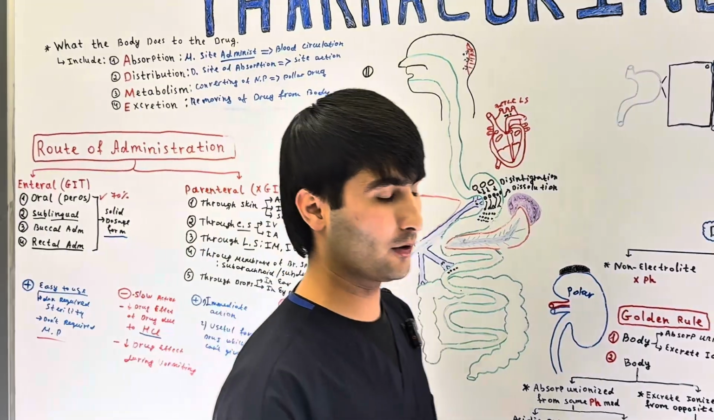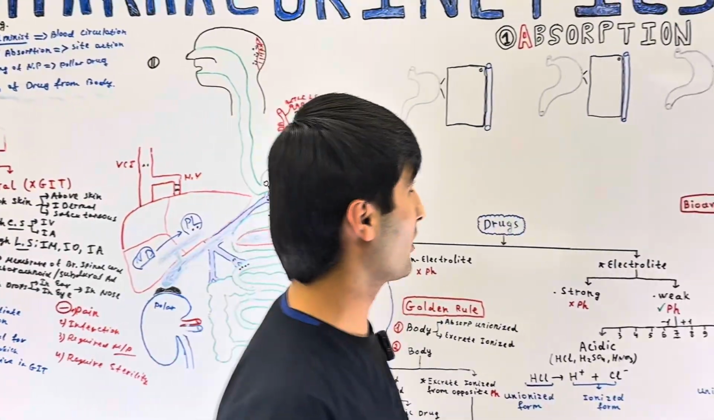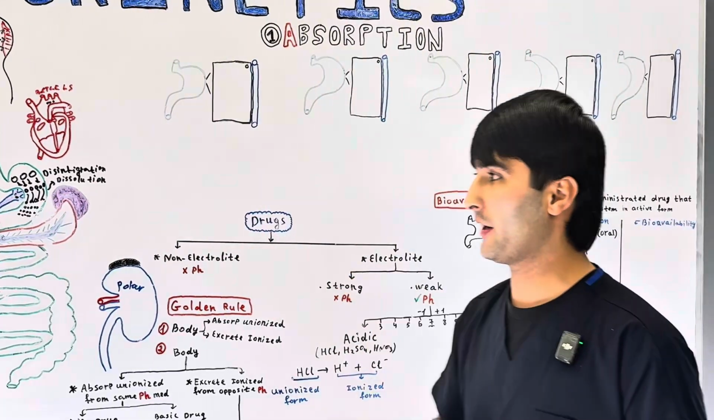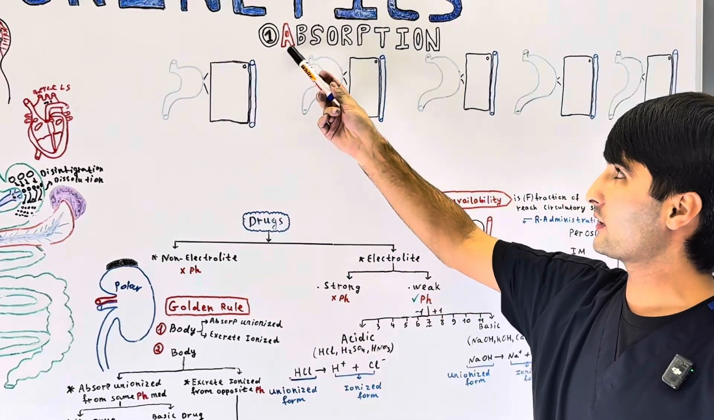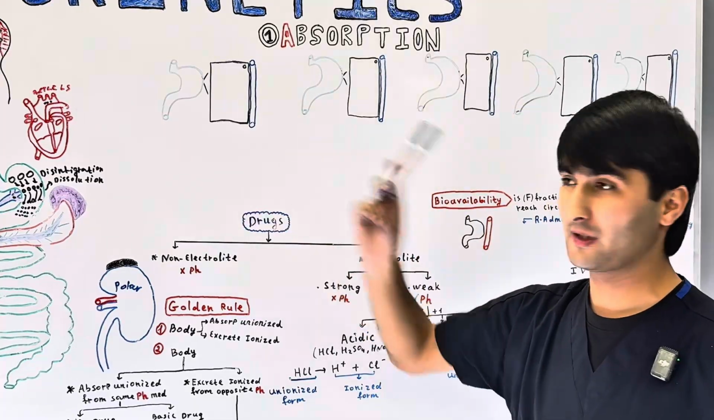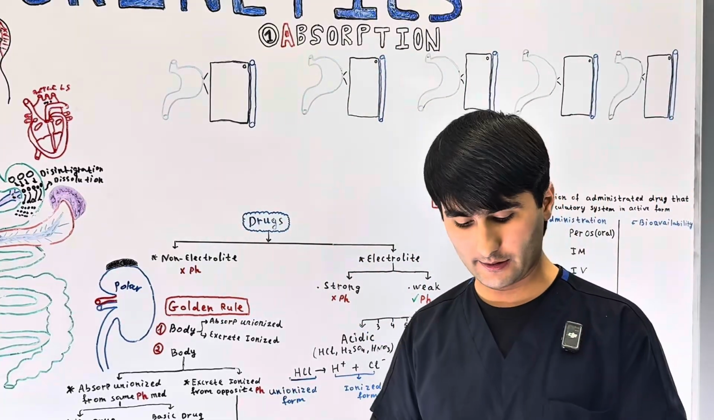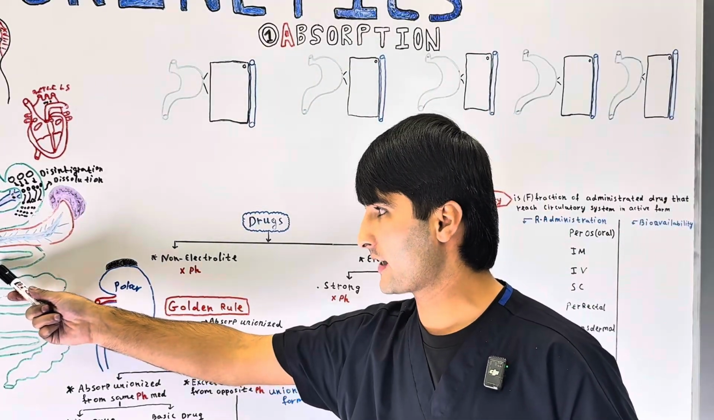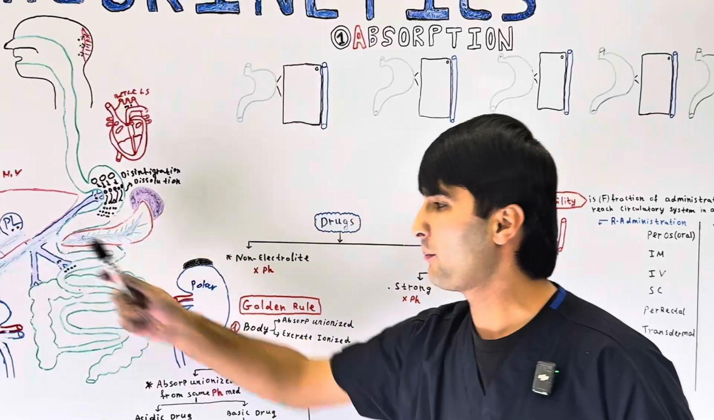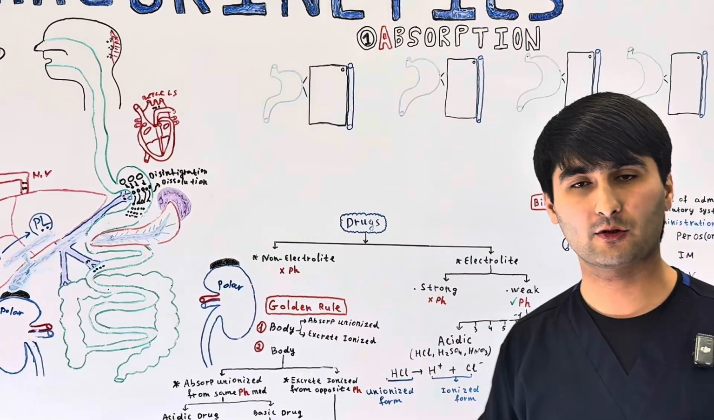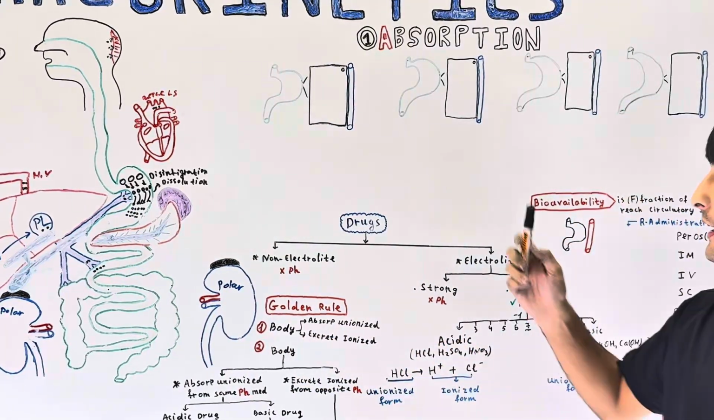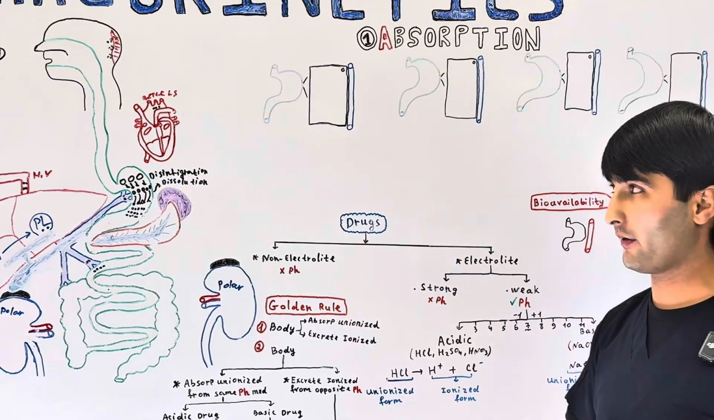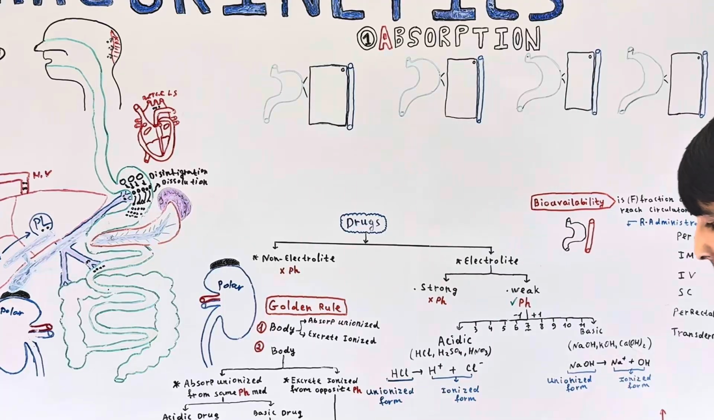It was about the general concept. Now let's talk about absorption in detail. So absorption, you already know the definition of it, because we talked here about absorption. Absorption is the movement of the drug from the site of administration to the blood circulation. But there are different mechanisms of movement of the drug from the site of administration to the blood circulation. Now I will explain each of them one by one.